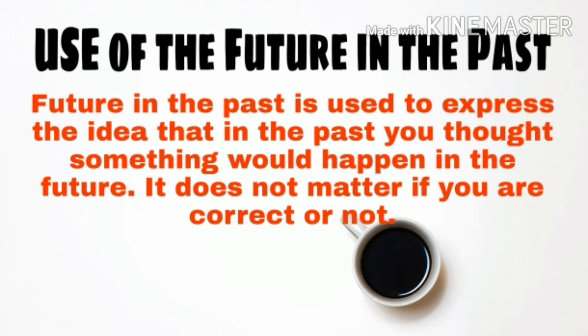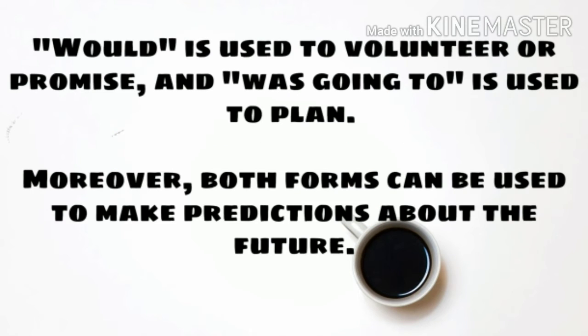Use of the future in the past. Future in the past is used to express the idea that in the past you thought something would happen in the future. It does not matter if you are correct or not. Would is used to volunteer or promise, and was going to is used to plan. Moreover, both forms can be used to make predictions about the future.